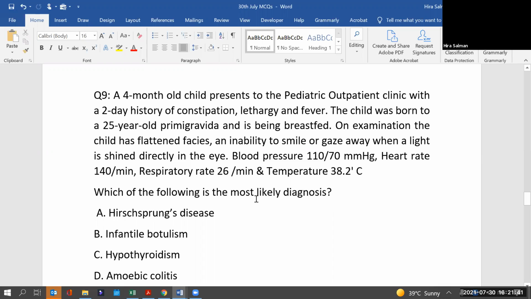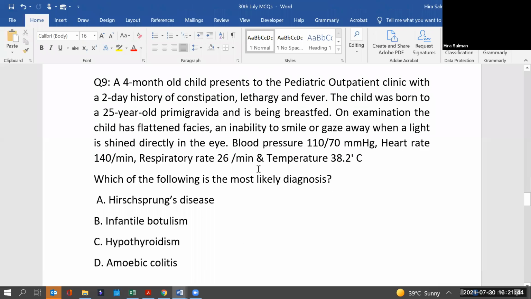So based on the presentation, what do you think this one is? It's botulism toxin, based on the history of constipation, lethargy, fever, and this flattened facies that is all showing hypotonia. So hypotonia in just a 4-month-old child. So of course, it's infantile botulism. If something is mentioned here like the use of honey, especially the use of honey, that will also give you a direct clue that this patient must be having botulism. But it's okay if honey intake is not there, but the rest of the symptoms are there. So you can easily make a diagnosis of infantile botulism.